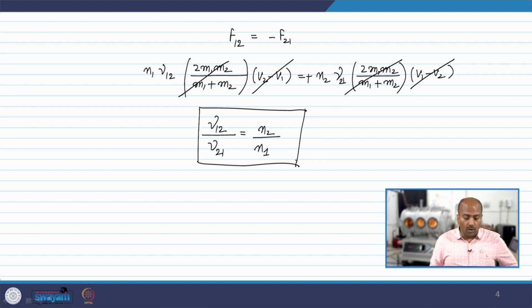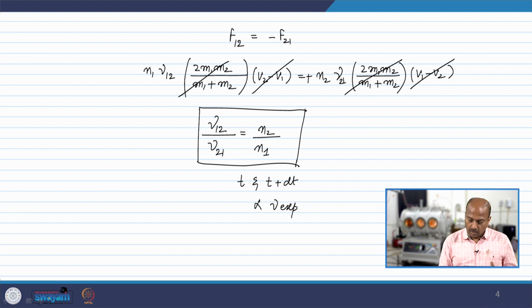The probability of collisions that terminate within a duration of t and t plus dt would be proportional to the collisional frequency times exponential.